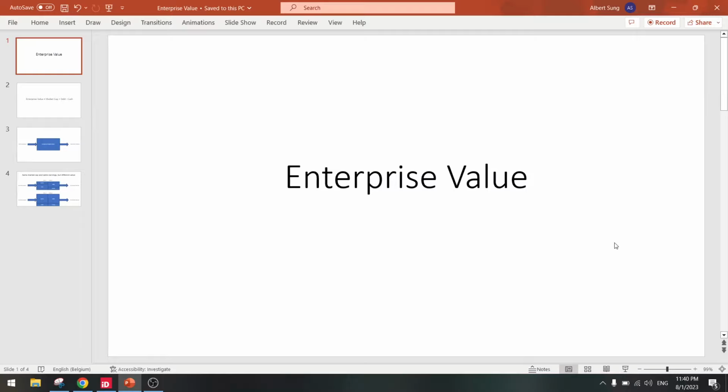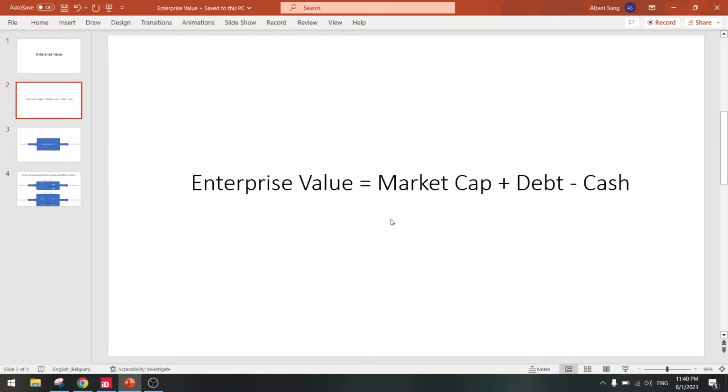Let's say we want to buy a gold mine. Now, to acquire a gold mine, we have this concept of enterprise value. This will tell us what the value is of a company that we acquire. And how is this calculated? The enterprise value is the market cap plus the debt minus cash.